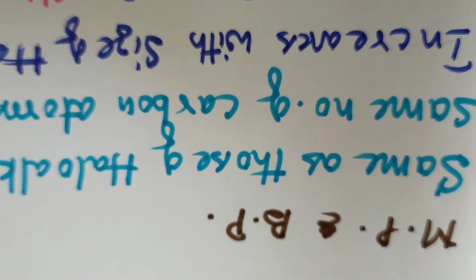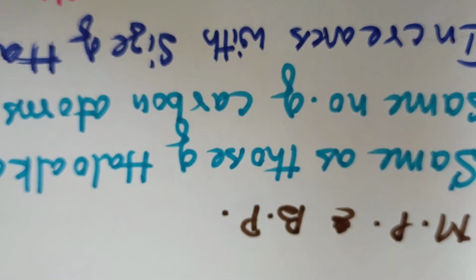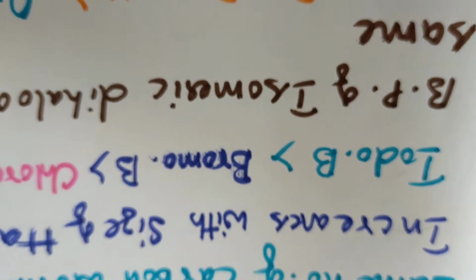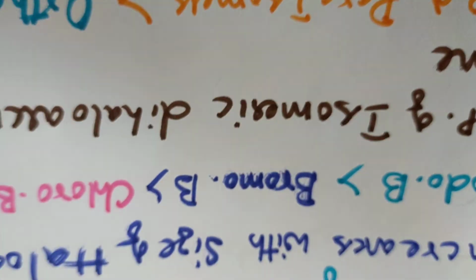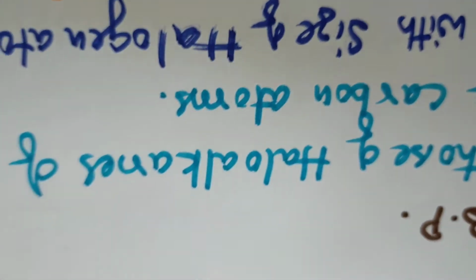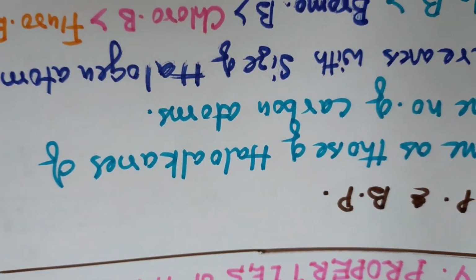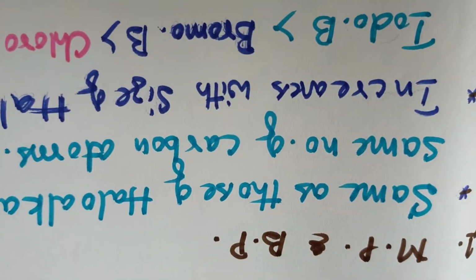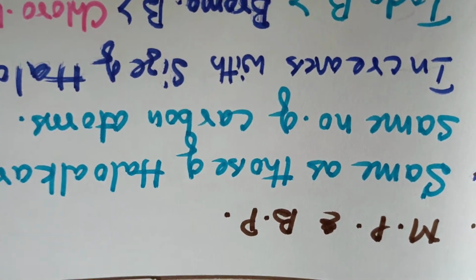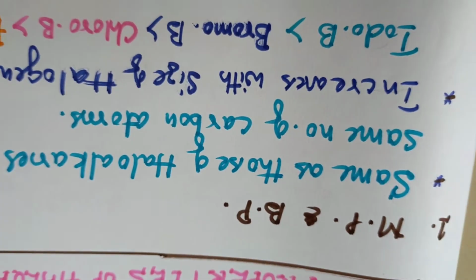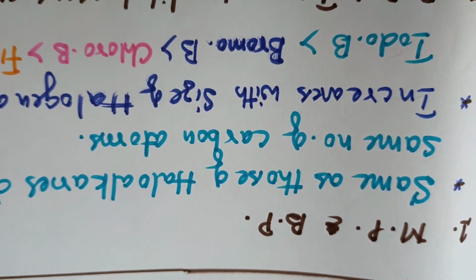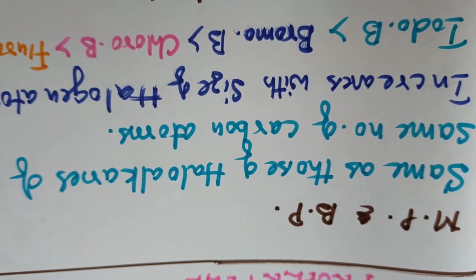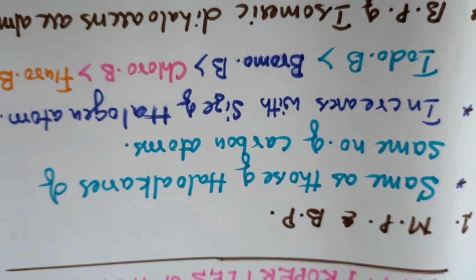So some of the properties: melting point and boiling point, and the same thing with the different types of solids. Melting point and boiling point are the same as those of haloalkanes of the same number of carbon atoms. If the haloalkanes have the same number of carbon atoms as the compounds with the benzene ring, then they show the same properties.